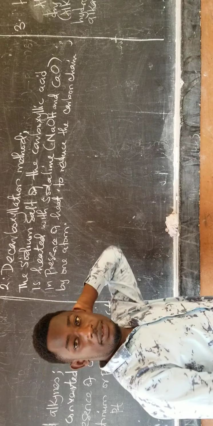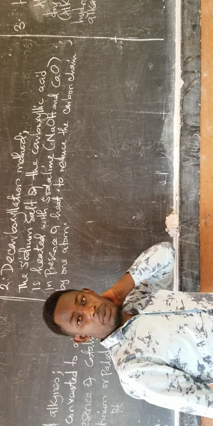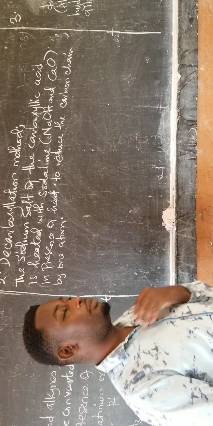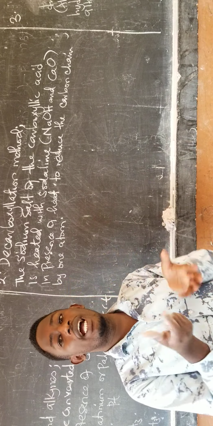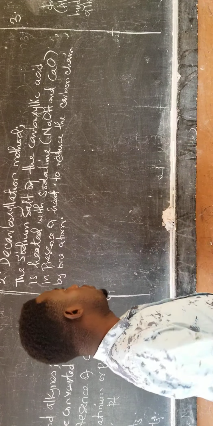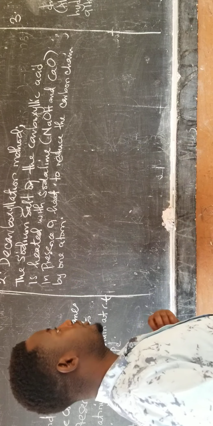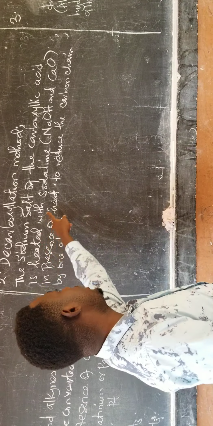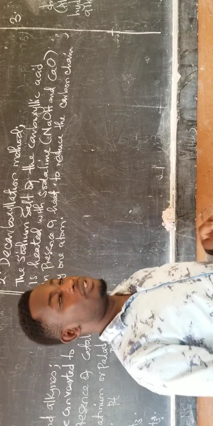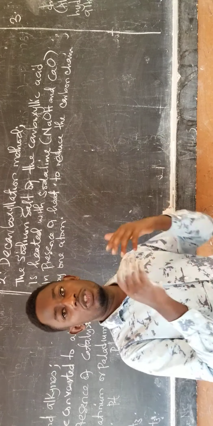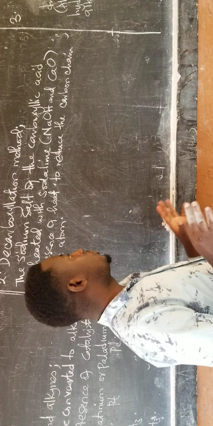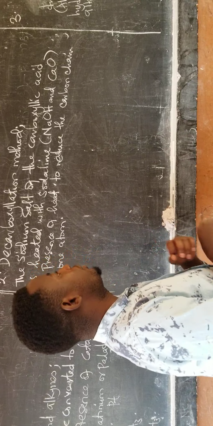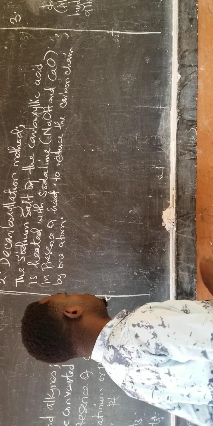Our second method, we are calling it decarboxylation. Decarboxylation is simply the removal of a carboxylic functional group from a compound. In that case, we must heat in the presence of soda lime. Soda lime is basically solid sodium hydroxide and calcium oxide. A mixture of sodium hydroxide and calcium oxide is what we call soda lime.